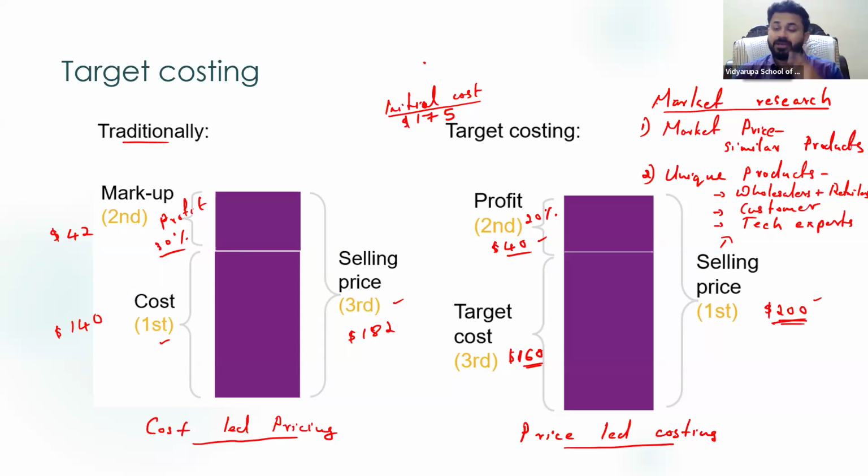So what should the management try to do? This gap, this difference of 175, the actual cost now, they should attempt to bring it down. They should try to control the cost. They should try to reduce the cost. They should try to eliminate this cost gap. 175, they should try to control it, bring it down to 160. That's what they should try to do. And that's the essence of target costing.